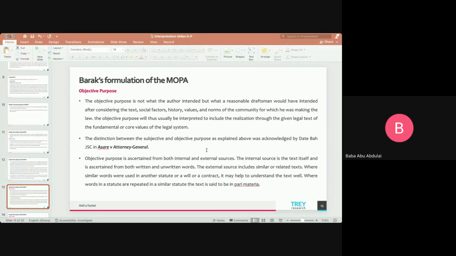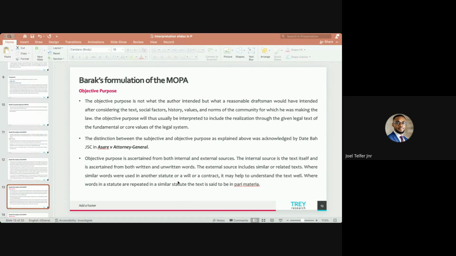Yes, it's fine. Okay. So that is the objective purpose, or that is Barak's understanding of the objective purpose. And he indicates that the objective purpose is also ascertained from both internal and external sources, where the internal source, as I've explained earlier, is the text itself, and the external source is similar or related text.